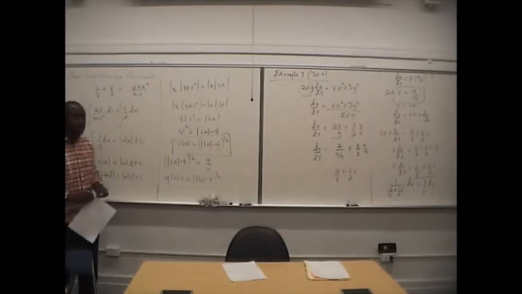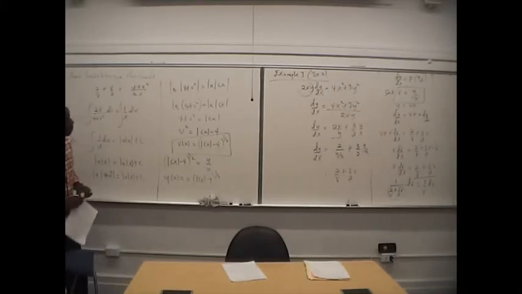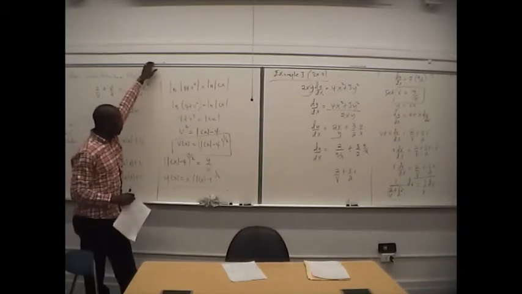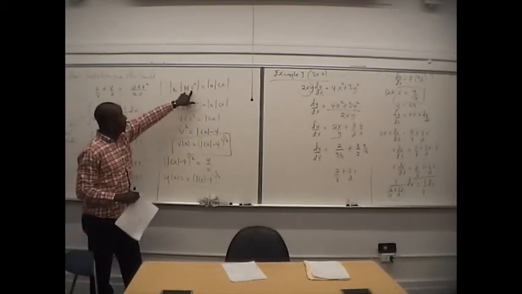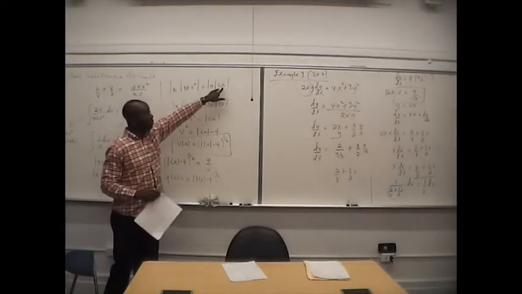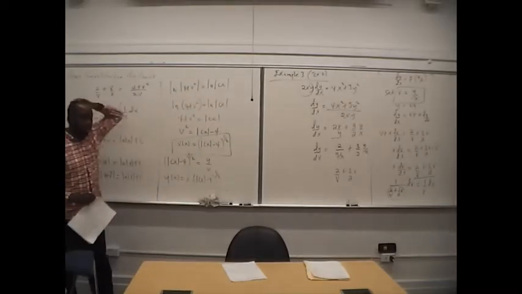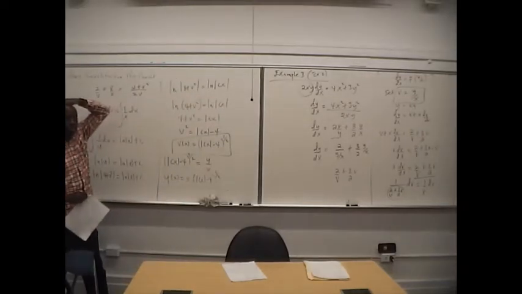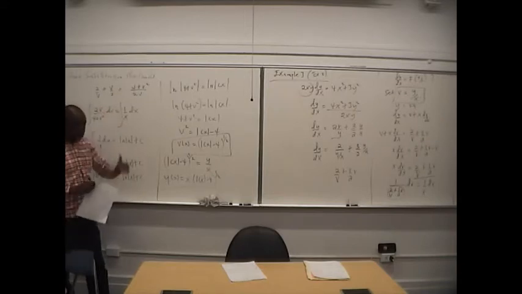Yes? Why is the ln of 4 plus v squared become parentheses with the cx? Because 4 plus v squared is always going to be positive. But cx, we don't know, x could be anything. Any other questions? All right.